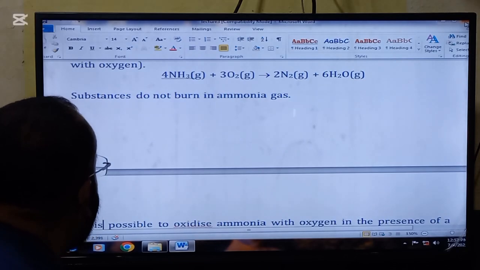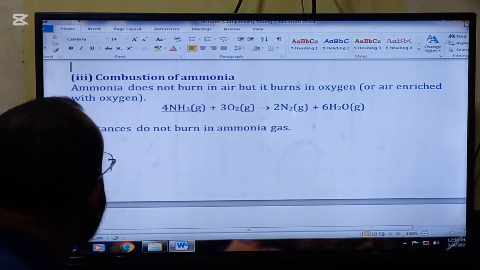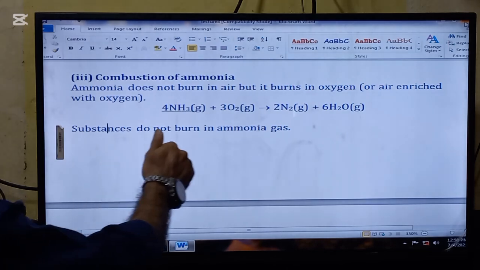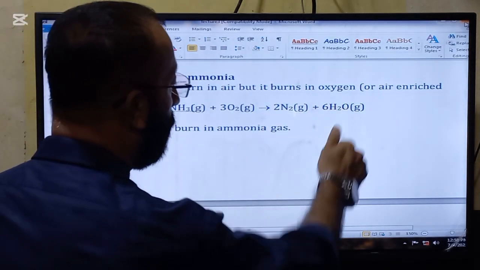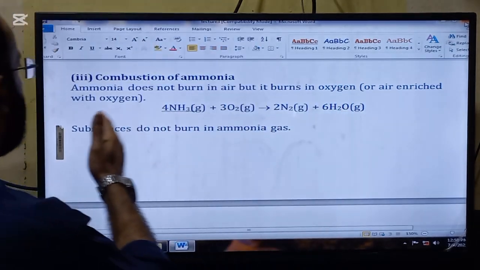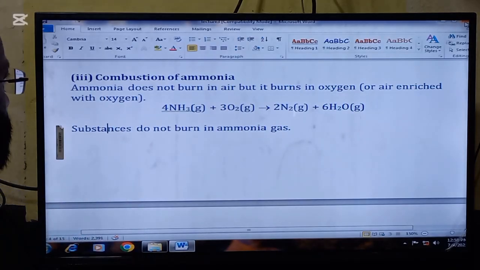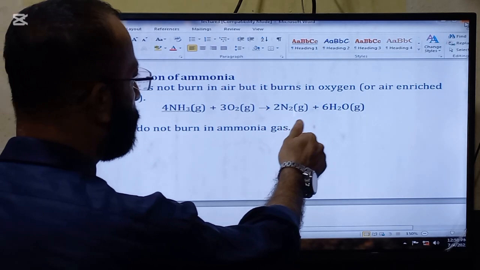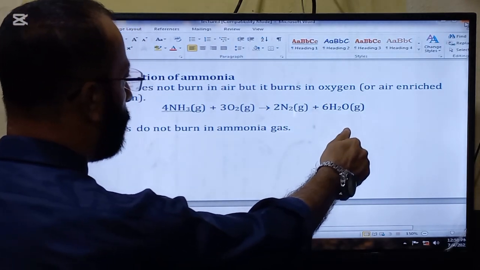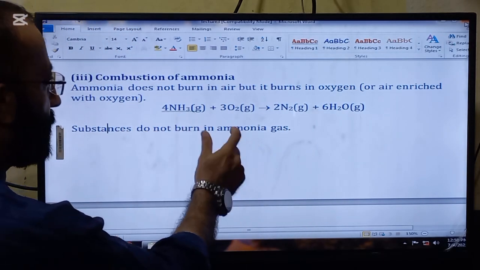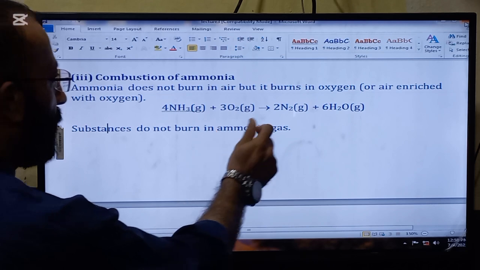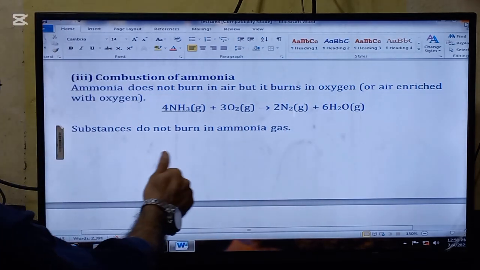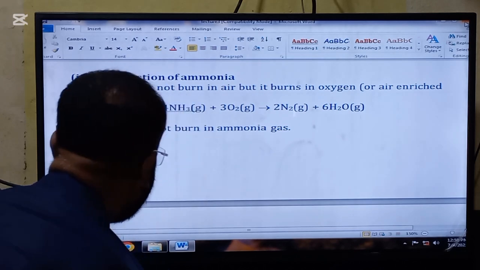Next reaction that we are going to read is the combustion of ammonia. Ammonia does not burn in air, but it burns in oxygen or air enriched with oxygen. So 4NH3 plus 3O2 forms 2N2 plus 6H2O. When ammonia burns in plentiful oxygen, nitrogen gas and water are produced. Substances do not burn in ammonia gas.